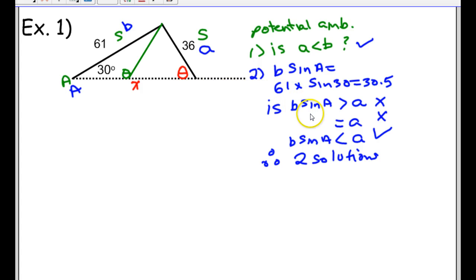And so my various questions are, is the result from the B sine A greater than A? 30.5 is not greater than A. So that means there is at least one solution. If it's exactly equal to A, which it is not, it would mean that there is exactly one solution. And since B sine A is actually less than A, so again, the 30.5 is less than the 36 that was in the question, it means there are two solutions. And so I can draw in a second side here. There's going to be a second angle here that I'm interested in, and eventually I'm going to come through two full solutions to get here.